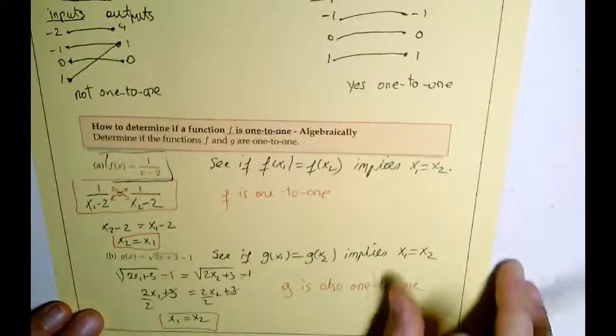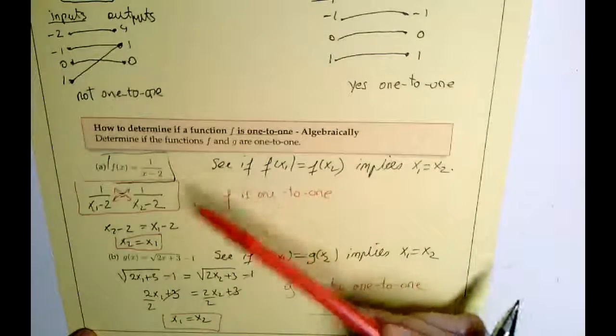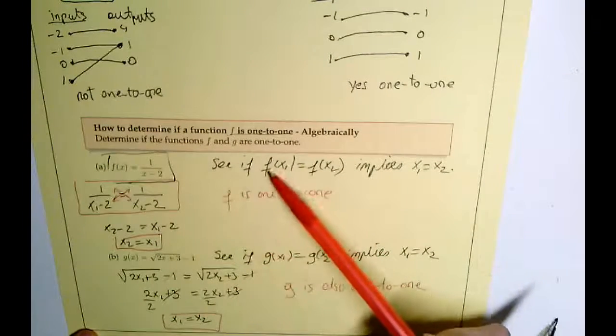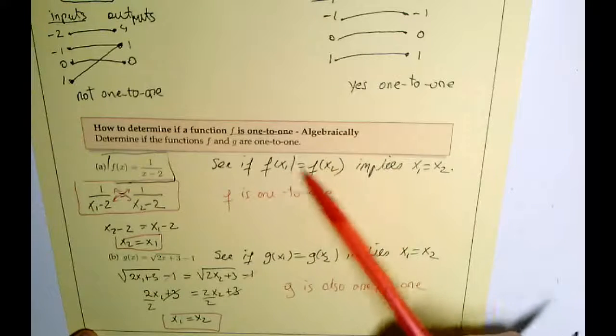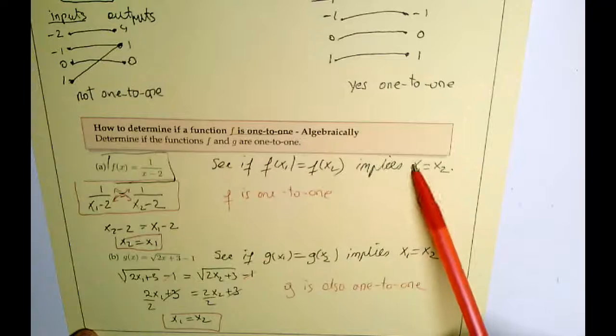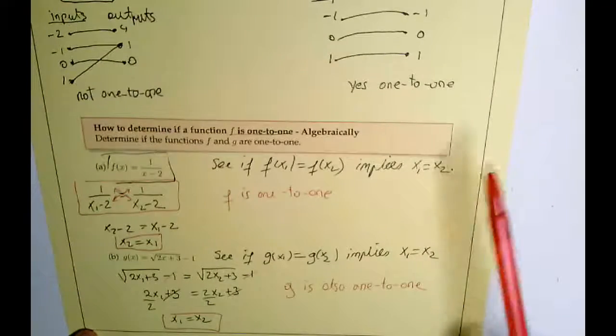So algebraically, this is how we determine if a function is one-to-one. You let two outputs equal each other and see if solving that implies that the inputs have to be equal.